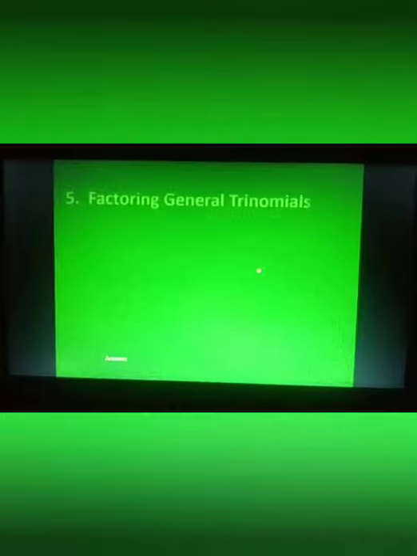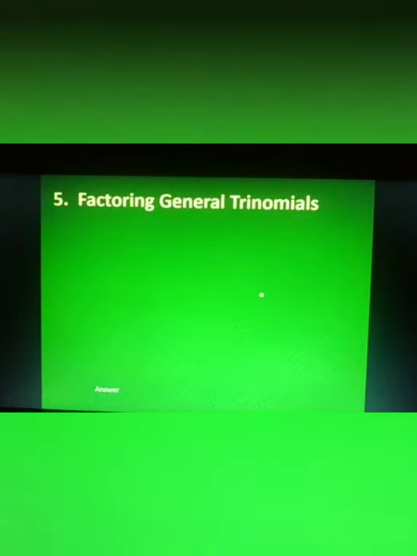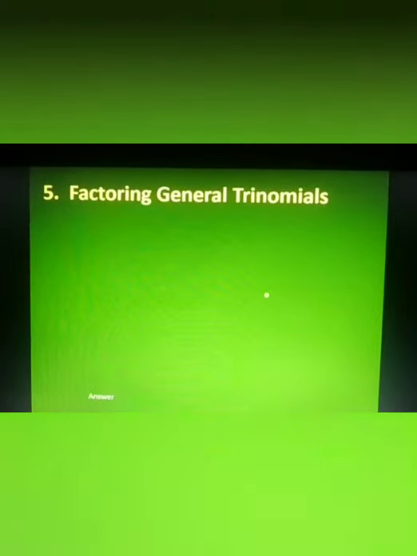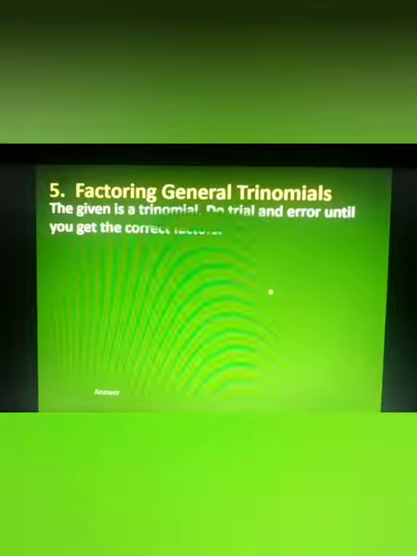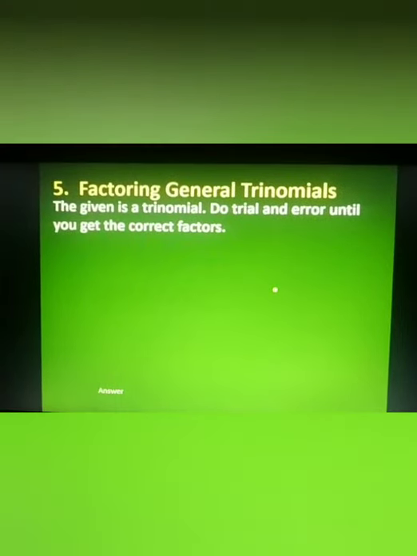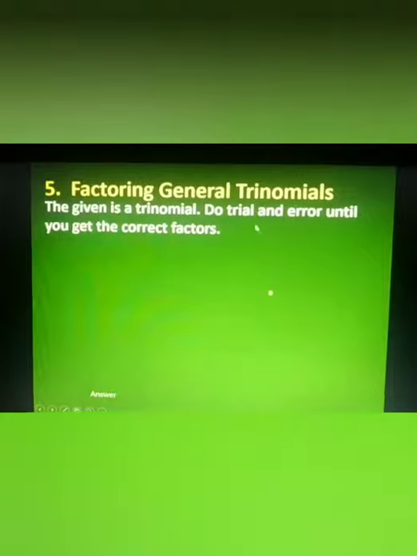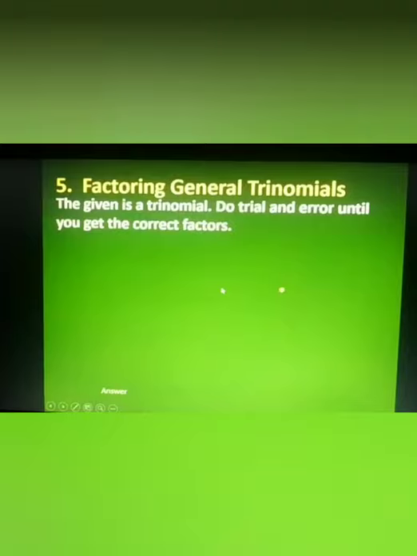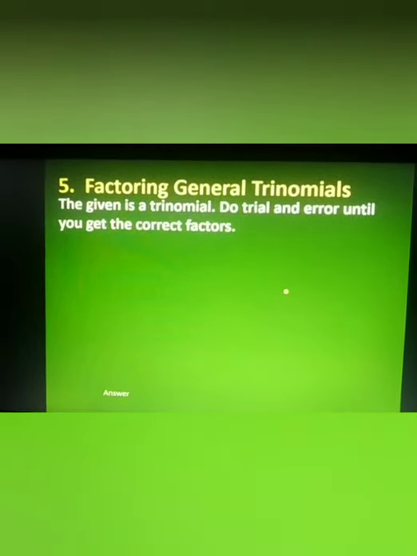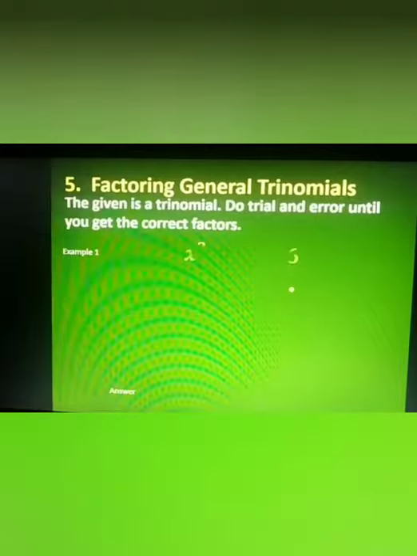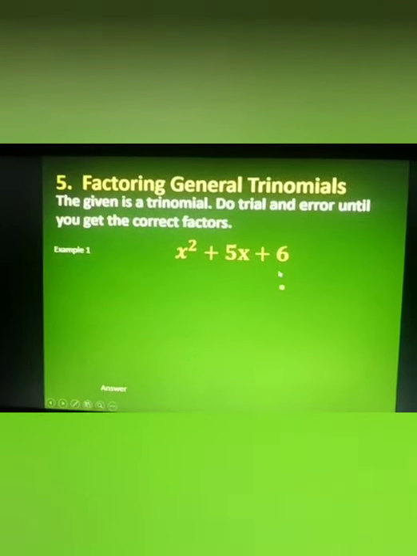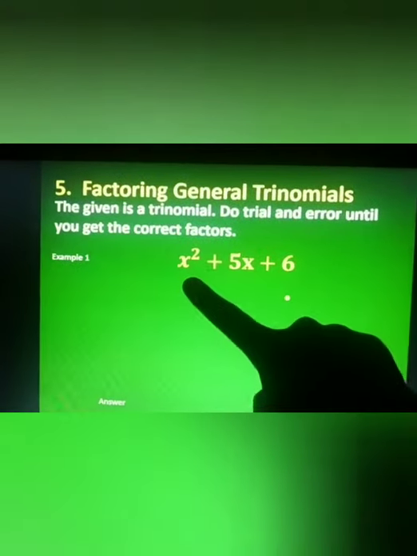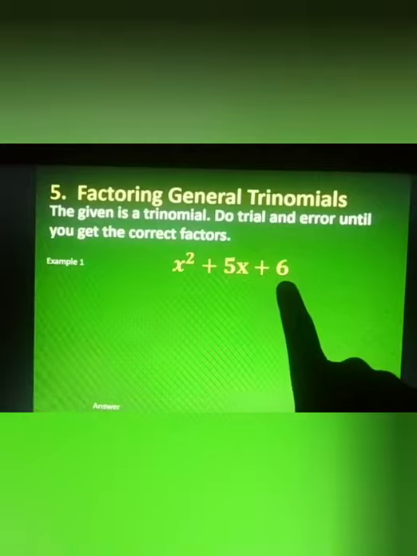And the last, let's go to the last. Factoring general trinomials. These are trinomials, class, but usually the first term is a perfect square while the last term is not. So, the given is a trinomial. But you do trial and error until you get the correct factors. We will teach you the fastest way possible, because you cannot answer this quickly. Okay? Example number 1. We have x squared plus 5x plus 6. See, this is a trinomial. First term, second term, third term. The first term is a perfect square, but the last term, 6, is not.